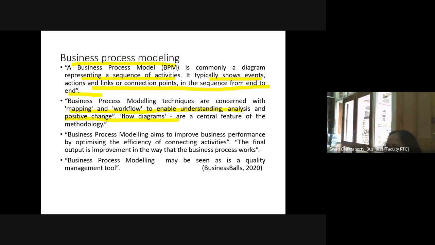So it helps in mapping and understanding the workflow to help us in analysis and make some positive change. It's also called flow diagrams. It's done with the help of flow diagrams, right? Now, what happens? This process aims to improve business performance. How? By optimizing the efficiency of connecting activities. The final output is improvement in the way that the business process works, so it's also seen as a quality management tool.